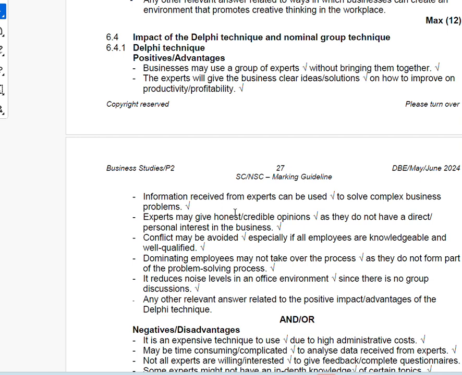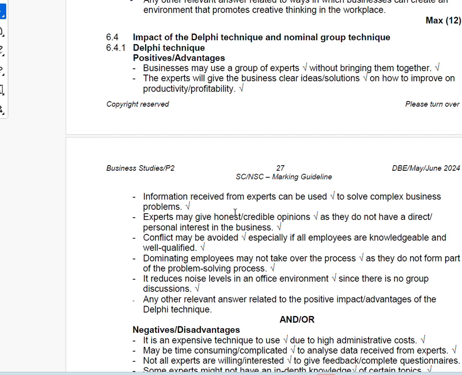Business may use a group of experts without bringing them together. The experts will give the business clear ideas or solutions on how to improve on profitability or productivity. Information received from experts can be used to solve complex business problems. Experts may give honest or credible opinions as they do not have a direct or personal interest in the business. Conflicts may be avoided, especially if all employees are knowledgeable and well qualified.